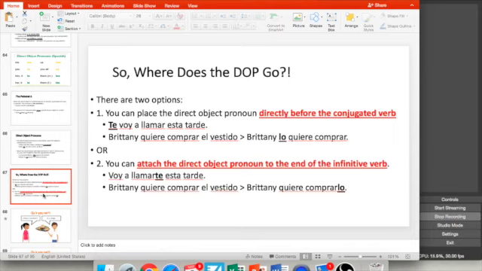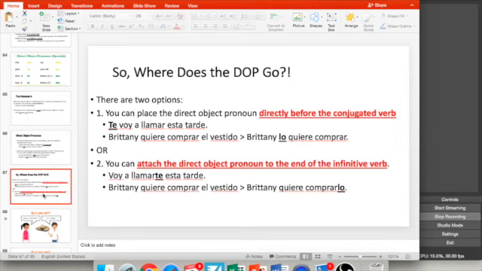So look at this sentence. Te voy a llamar esta tarde. I'm going to call you this afternoon. So voy, in this case, I am going, is my conjugated verb. So I put my direct object before that conjugated verb, and I said te voy a llamar esta tarde. Literally, to or for you, I'm going to call this afternoon. Okay, that's option one, putting the direct object pronoun before your conjugated verb.